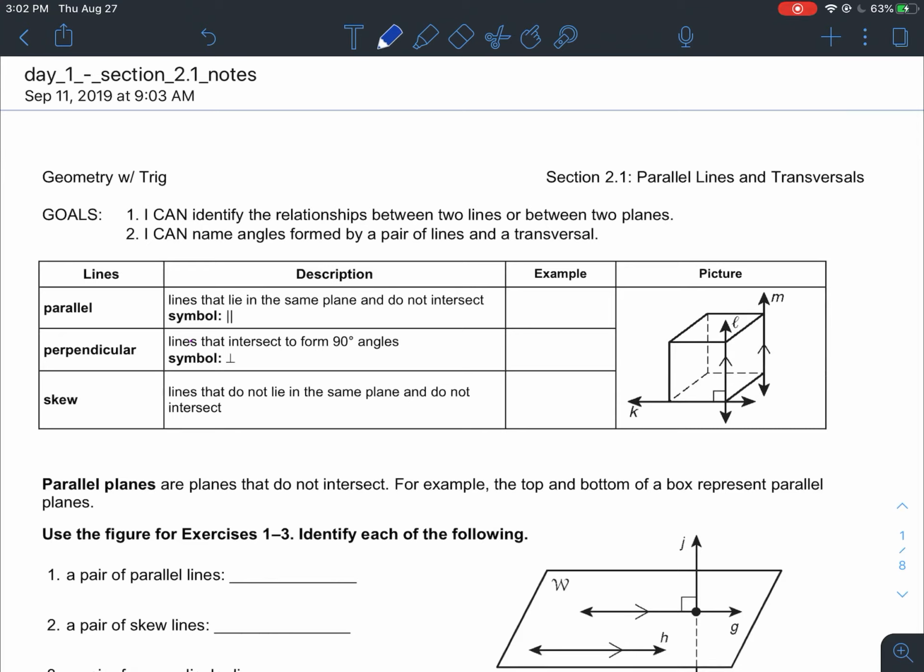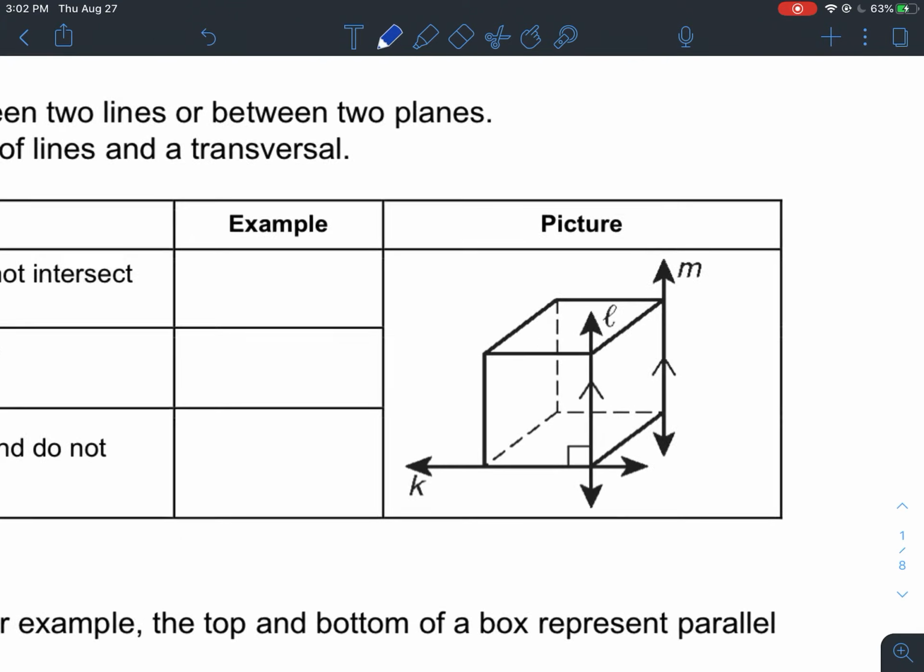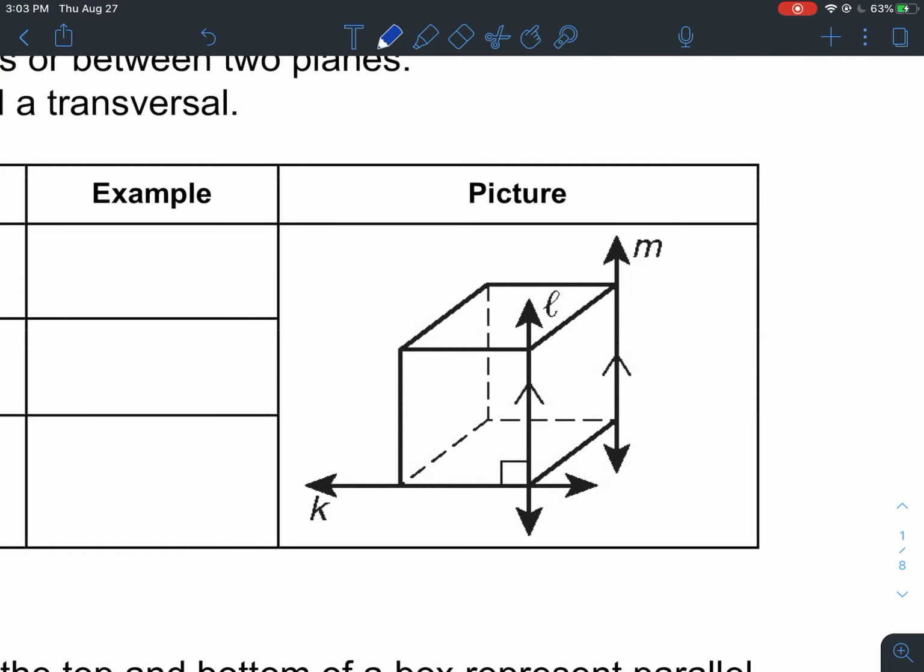Okay, let's get started with the most important vocab word of this chapter, parallel. Parallel lines are two lines that lie in the same plane and do not intersect. And we have a new symbol there. It looks like an 11, but that symbol means parallel lines. So looking at the picture over here, which of those three lines are parallel? Hopefully you said L and M. So we would write L is parallel to M.